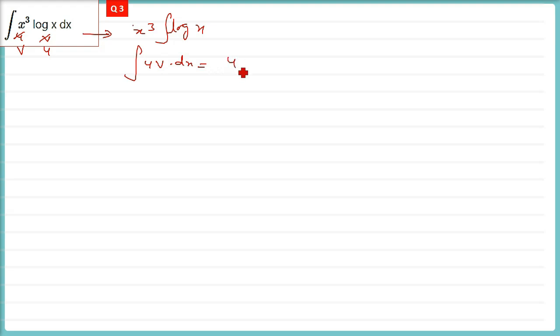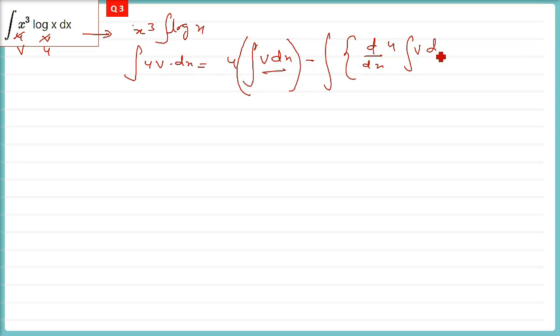Integration of u v dx will be equal to u, the first function, times integration of v dx, the second function, and this whole integral of v dx will come again. So minus integration of the differentiation of the first function, that is d by dx of u, times integration of v dx, and then we have to take this as dx.